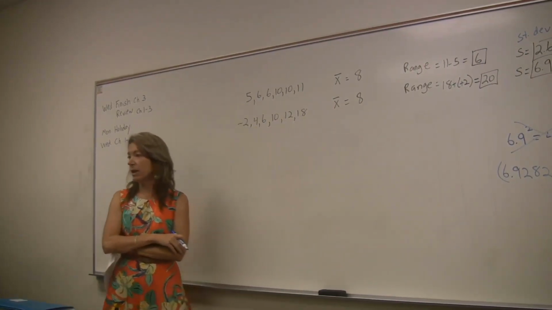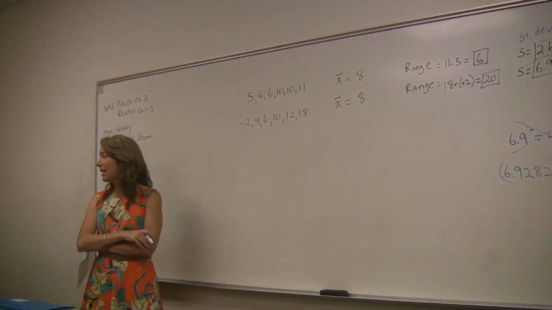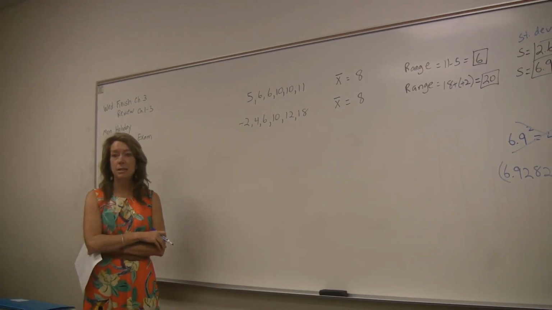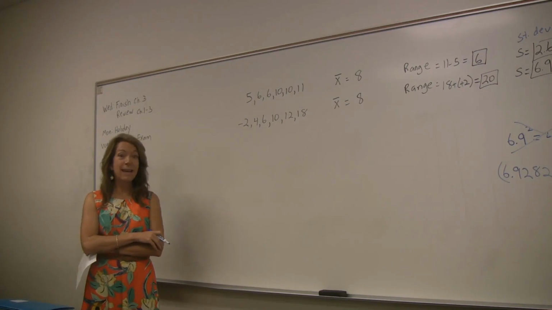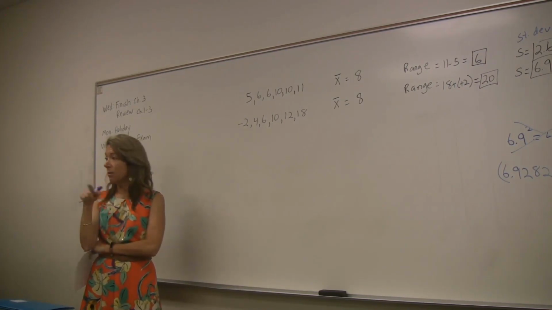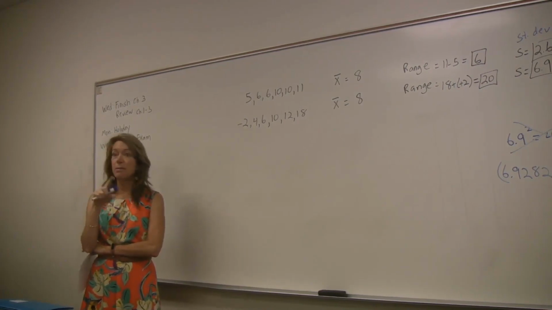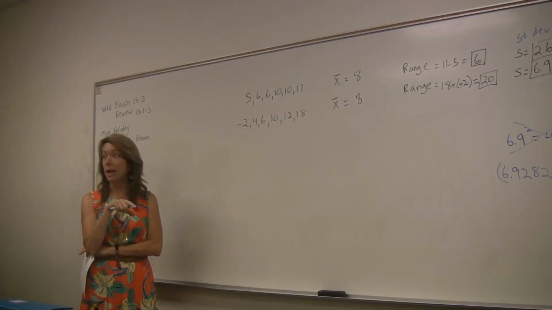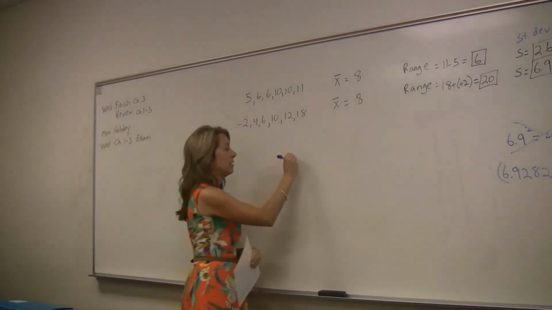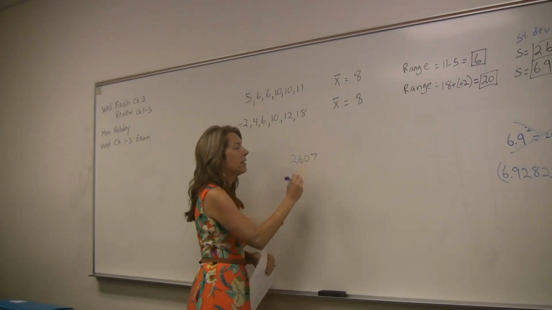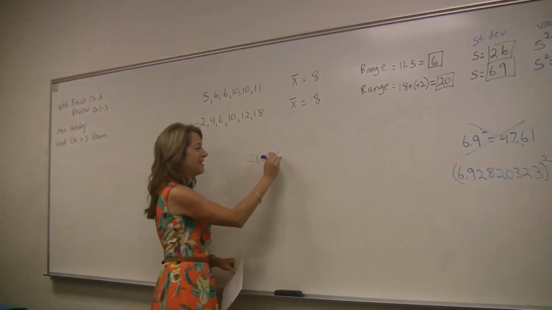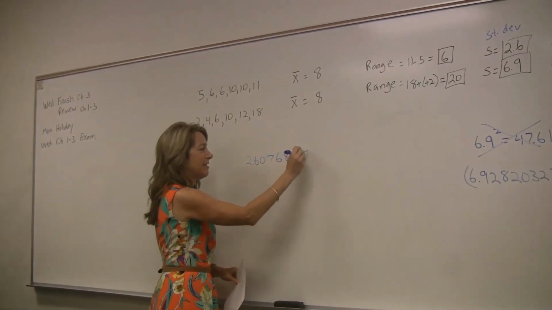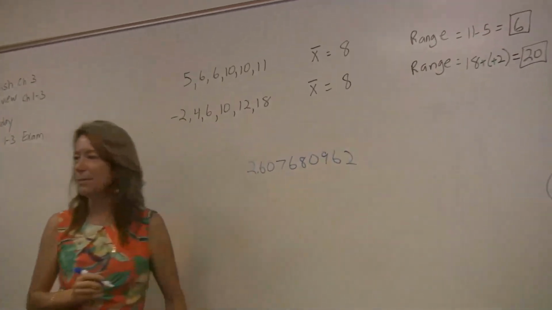Some of us are going to be quicker than others, so we're going to go back to stat and edit, type in that list, and then do 1-bar stats again. You want to get to the point where you can go through those steps pretty regularly because we're going to do it a lot. 2.60768096. Too fast. Wait. Slow down. 680, 680 962. 962. Okay, I got lost somewhere.